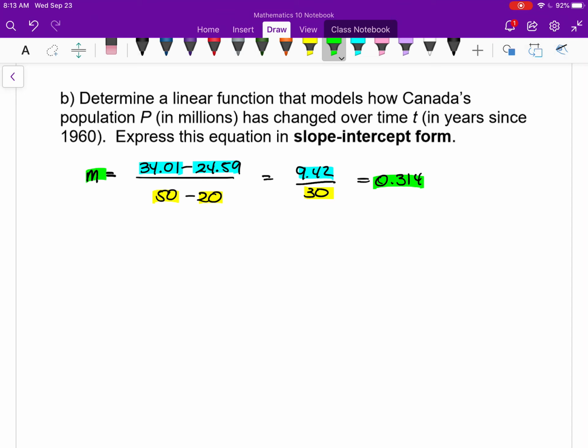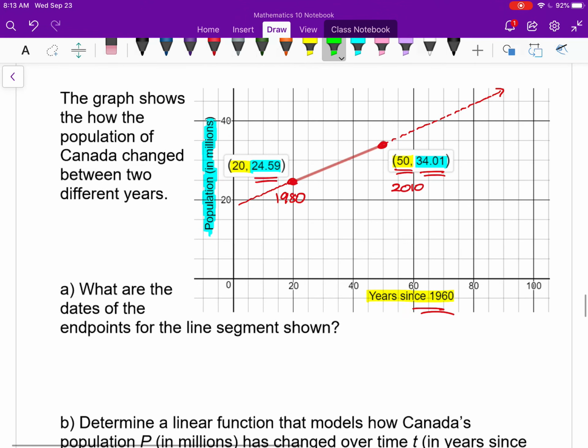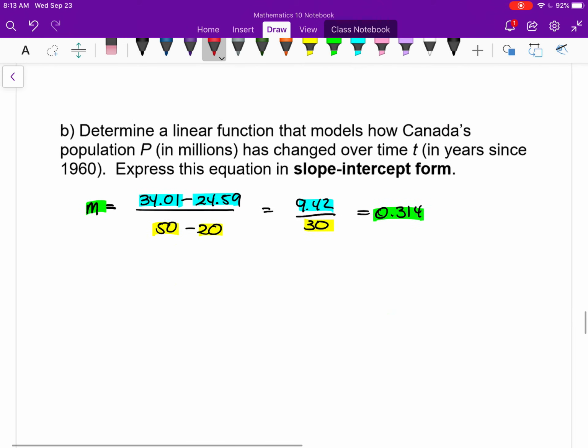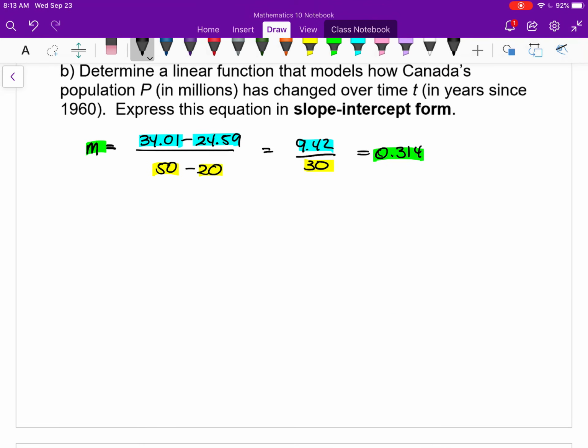Next, all I need to do is pick a point. If I look back at my graph, I'm given 2 points. Why don't I just go with the first one? I'm going to use this and call this x1, y1. And I'm now going to use my slope point formula. And so again, I'm going to stick with x and y for now. And so my slope I know, and my point, I just picked one of those 2 points.